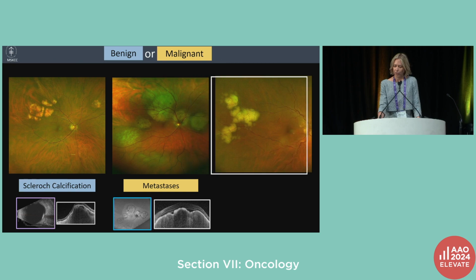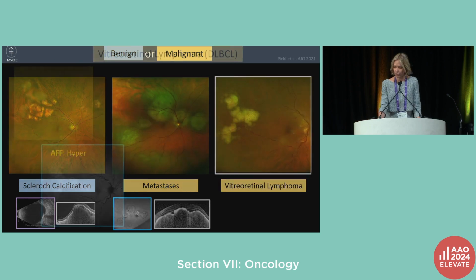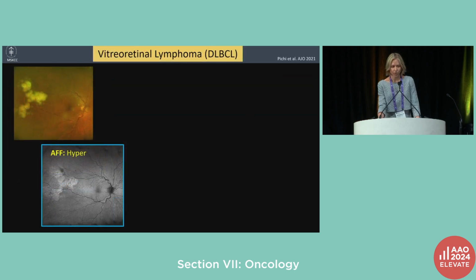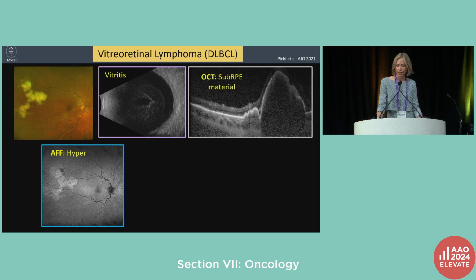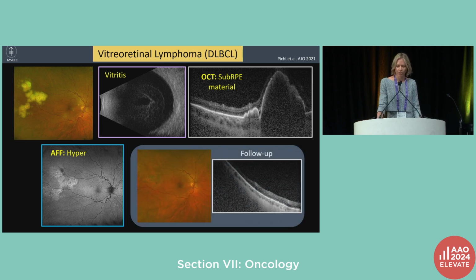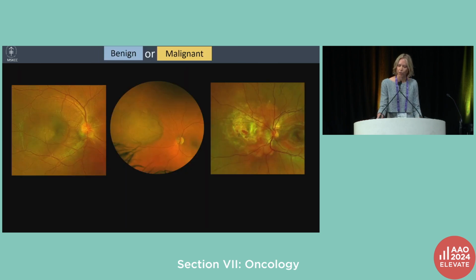And then this final one is vitreoretinal lymphoma. It is also hyper-autofluorescent. We can see vitritis either at the slit lamp or with ultrasound. And the vitelliform material is sub-RPE. This has been described by Peachy et al. And on follow-up, following intravitreous methotrexate and rituximab, there's a nice response.